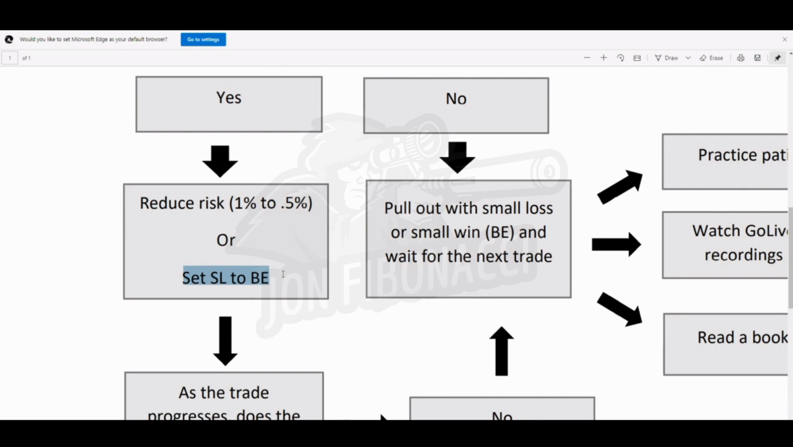Now, if you're like 5 or even 10 pips into profit, the market's going in your favor, but it's not like rocketing in your favor. Like it's not like a rock star trade. I probably would not set the stop loss to break even. I'd probably reduce the risk.